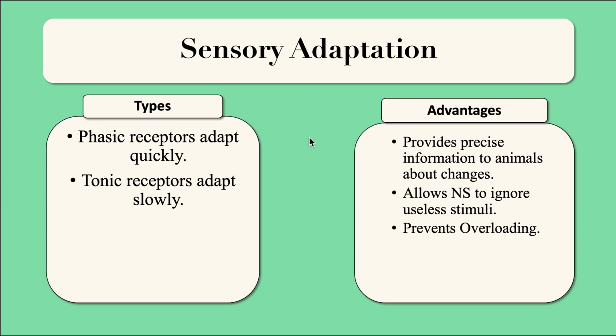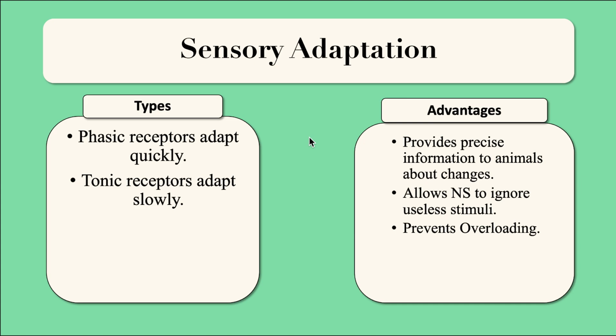We have two types of receptors. We have what we call the phasic receptors, and we have the tonic receptors. The phasic receptors adapt quickly to stimuli, and the tonic receptors adapt slowly. We are going to come back to this a bit later. I want to bring it back and explain it in more detail.